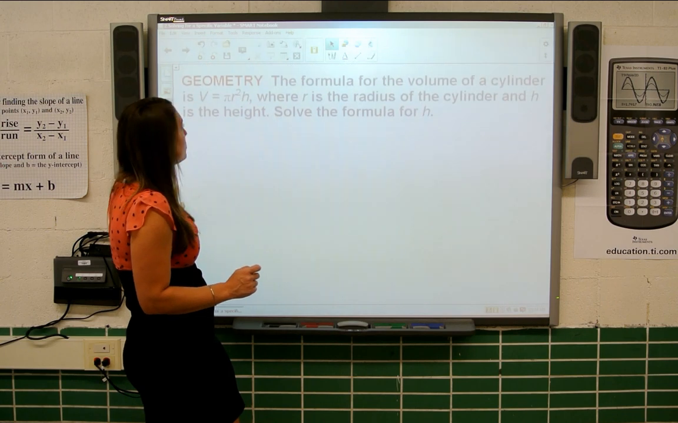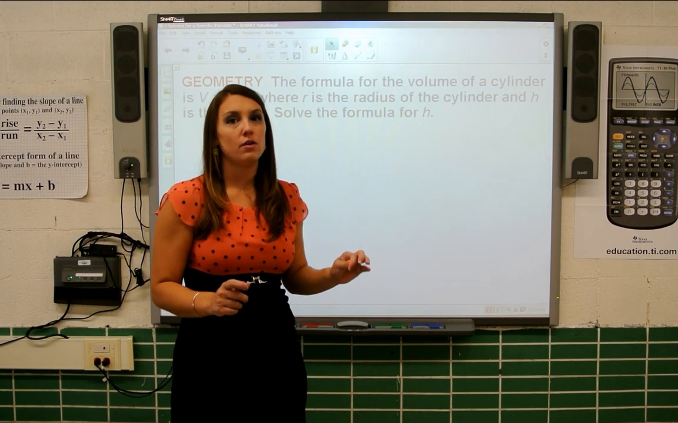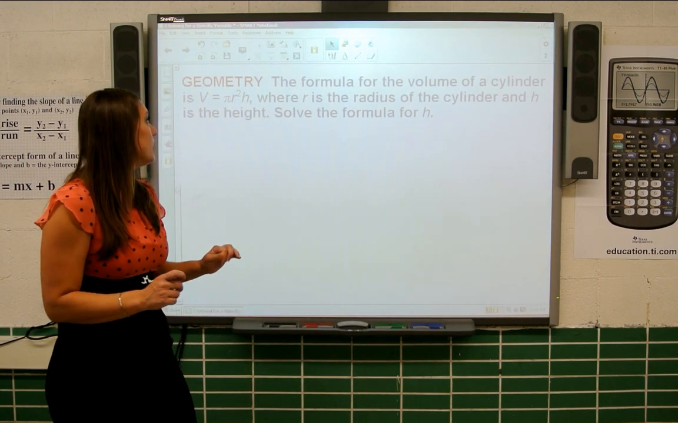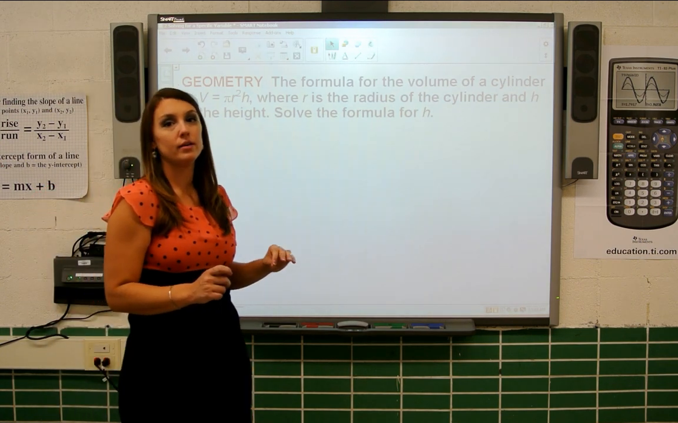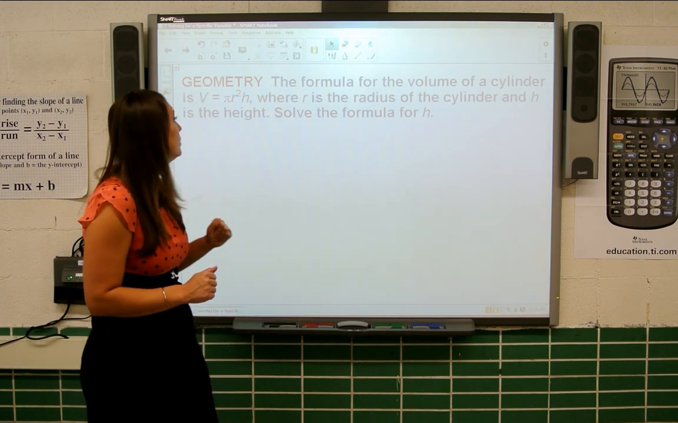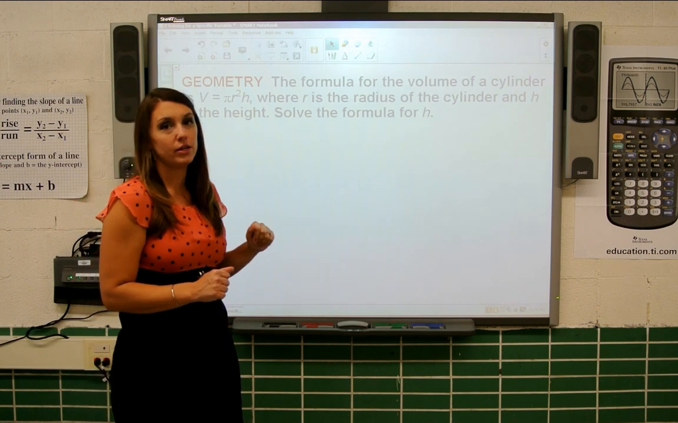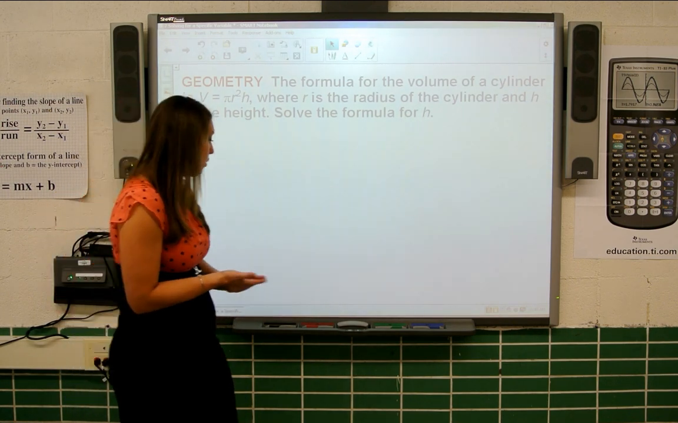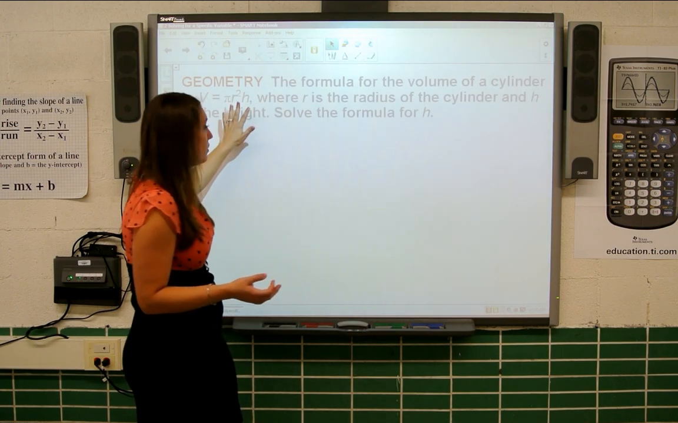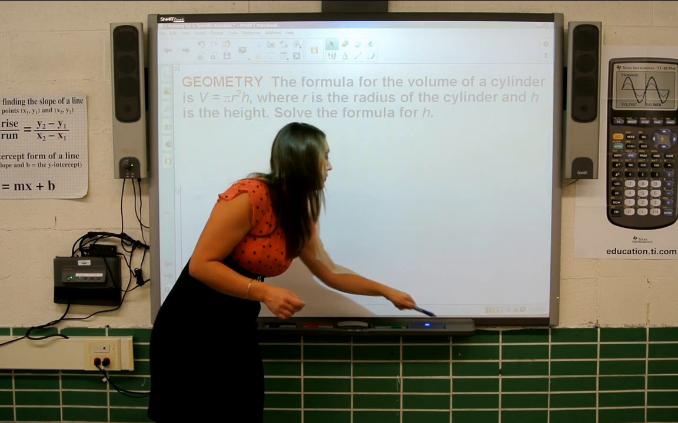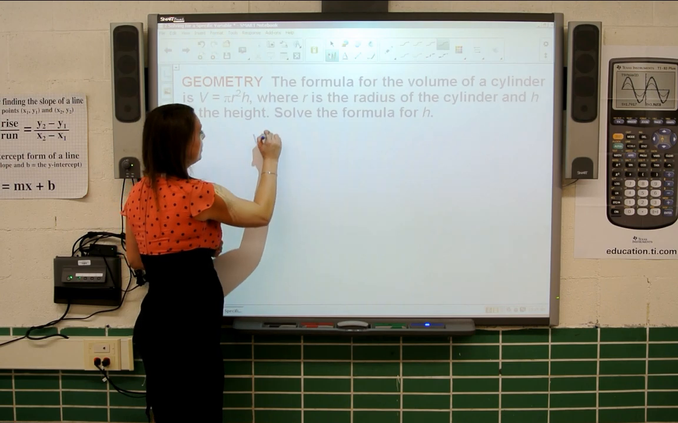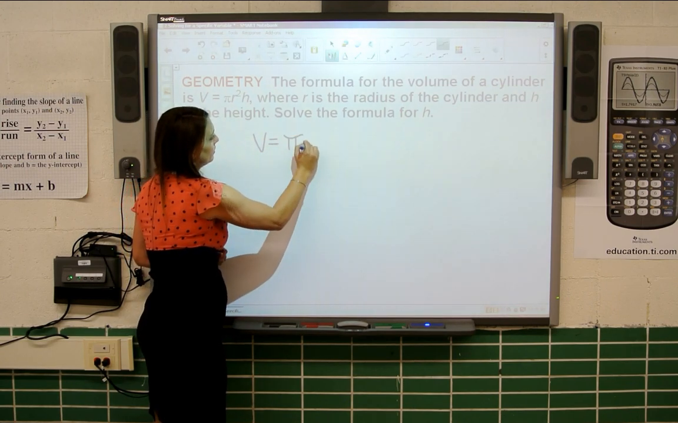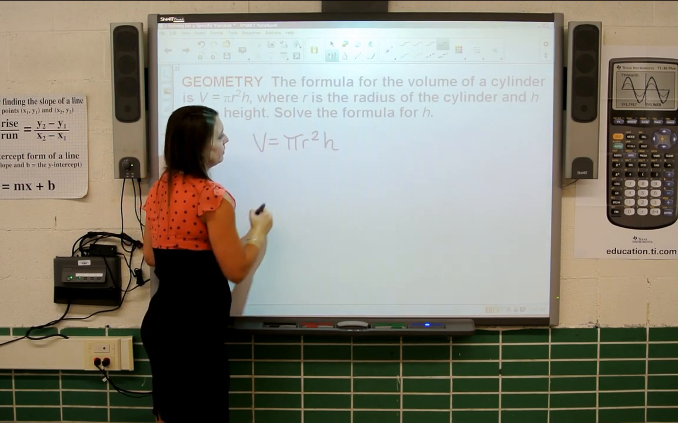Alright, so it says the formula for the volume of a cylinder is volume equals pi times the radius squared times the height, where r is the radius of the cylinder and h is the height. We're going to solve for h. So we're just going to take this formula, we're going to extract the formula from the word problem. Okay? So our formula here is v equals pi times radius squared times height.